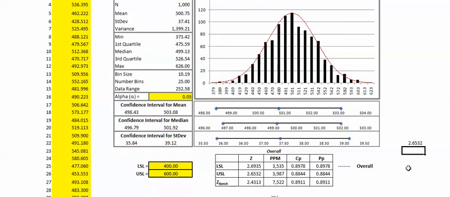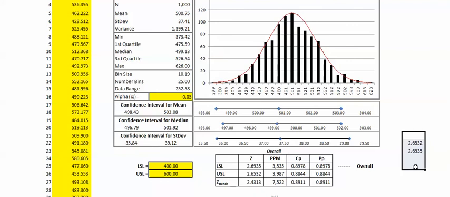I change it around slightly though, because now I want to take the mean of the data set and subtract from it the lower spec limit, and then divide all of that by the standard deviation. And you'll see here 2.6935 for the lower. So that's how you calculate the spec limits.